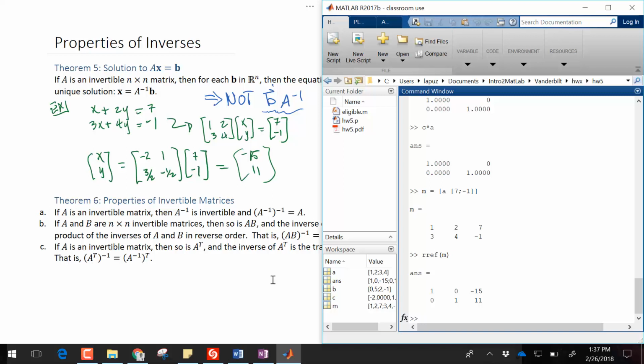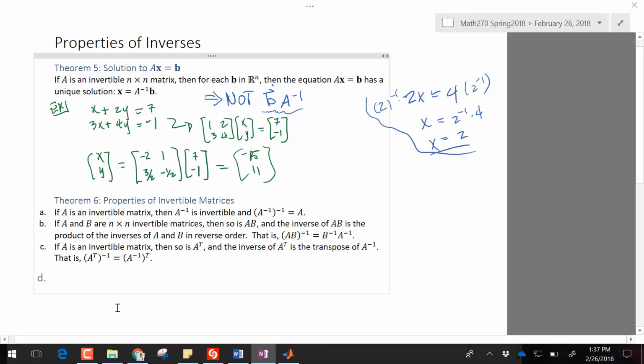All right. So let's take a look at some more properties of invertible matrices. If you have an inverse, then the inverse of the inverse is the original matrix itself. Kind of like the transpose, huh? Transpose of the transpose is the original matrix. The inverse of the inverse is the original matrix. And that makes sense, I think.